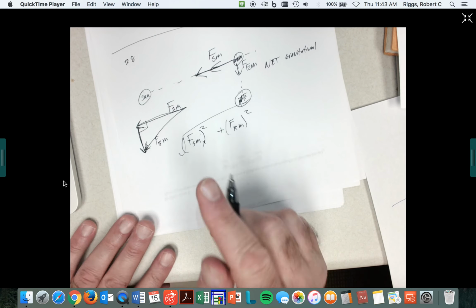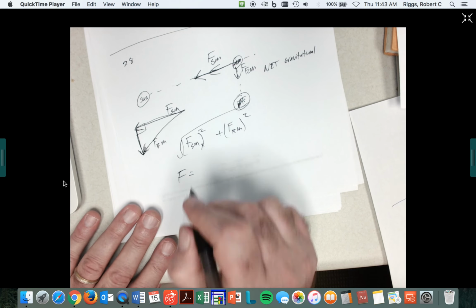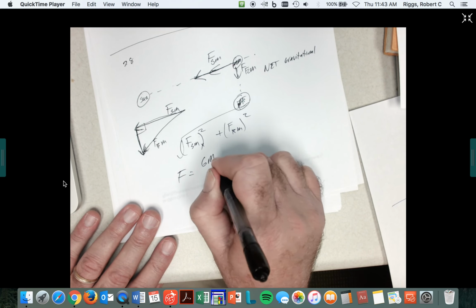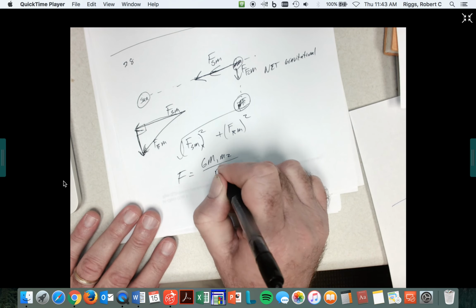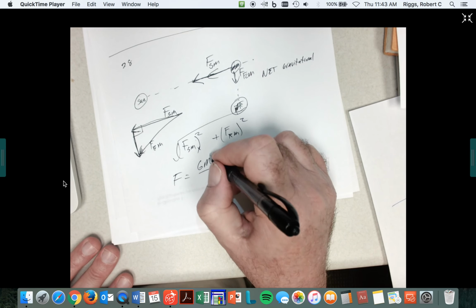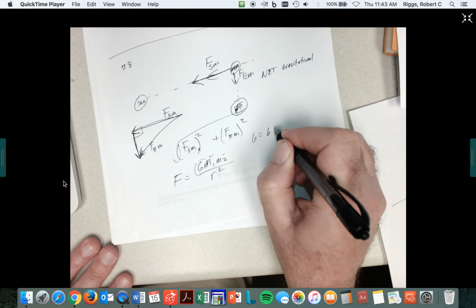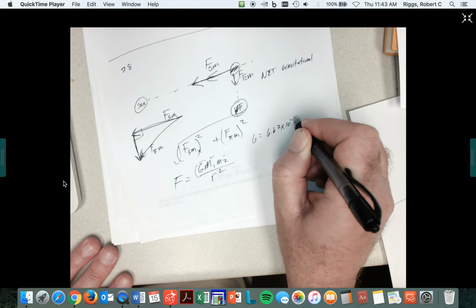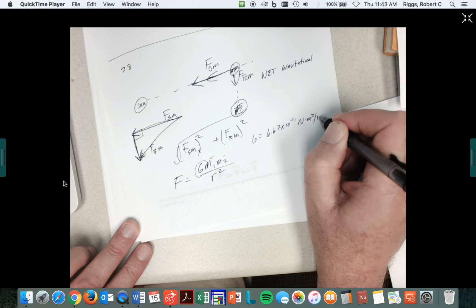Now, how do you find the forces though? How do you find the forces? Well, the force, again, is G, m1 of the big object, m2 of the small object, divided by their distance apart squared. All of this information is given somewhere. You know what G is. G is equal to 6.67 times 10 to the negative 11, one more time, newton meters squared per kilogram squared, all right?